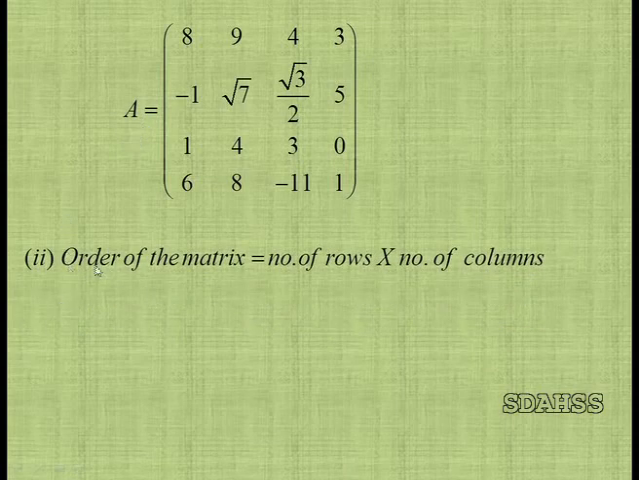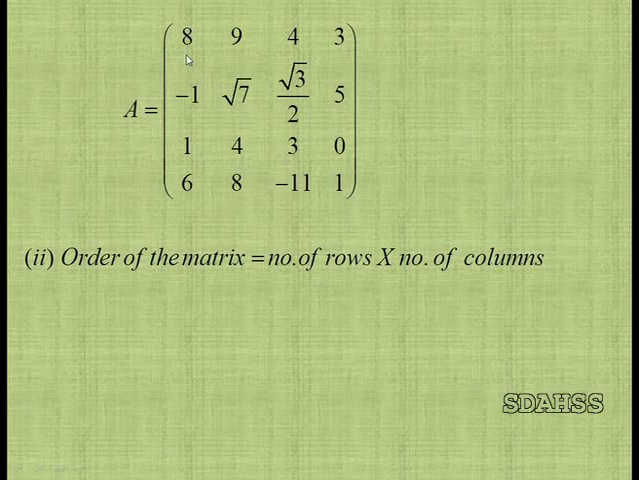Find the order of the matrix. Order of the matrix is equal to number of rows into number of columns. You have to find the number of rows in the matrix. Number of rows means horizontal arrangements. Horizontal arrangements are called rows. Vertical arrangements are called columns.